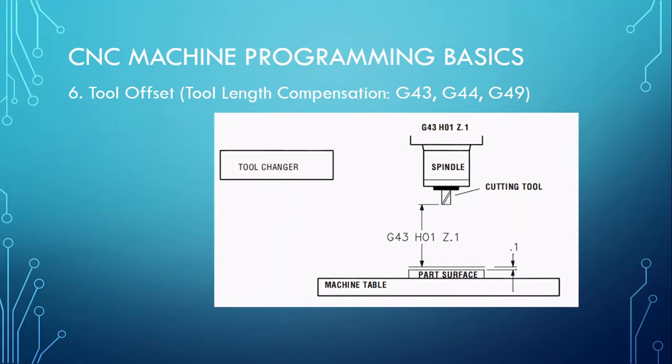Then another very critical issue is the tool offset. That is the tool length compensation, which is the G43, G44 and the G49. So G43 is tool length compensation positive, G44 is tool length compensation negative, then G49 is tool length compensation cancel.